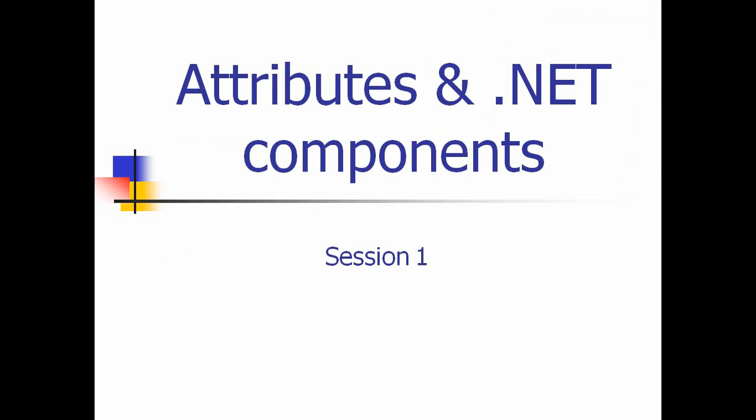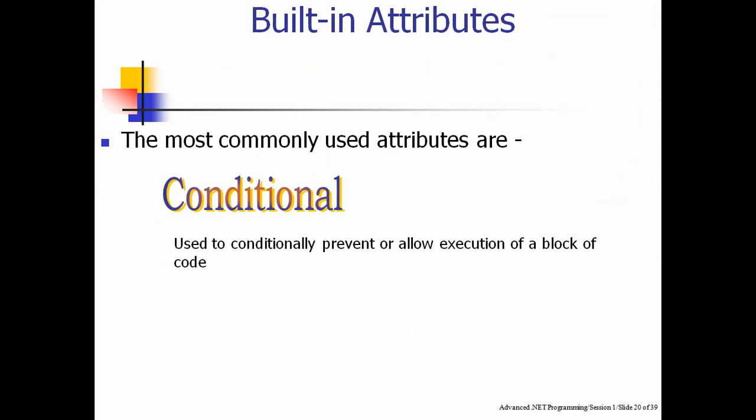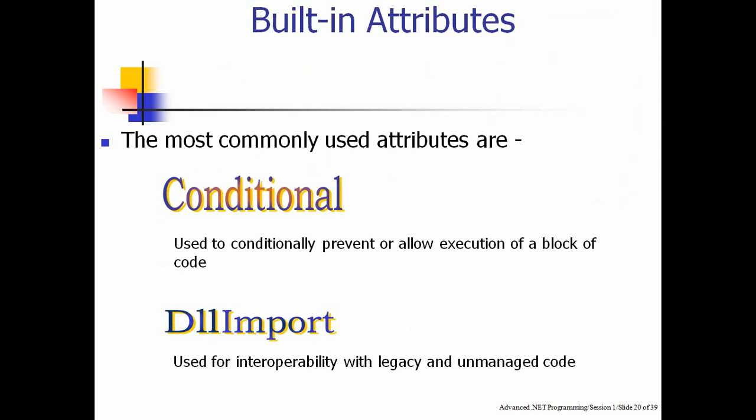So in continuation of the previous lecture, I am discussing the attribute, and basically attributes are divided into two parts: the conditional attribute and the DLL import attribute. In the previous class I discussed the DLL import attribute, which is used for interoperability with legacy and unmanaged code. Today I will discuss the conditional attribute, which is the second part of this lecture.